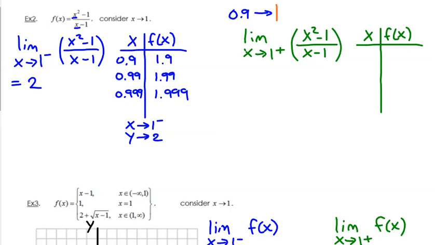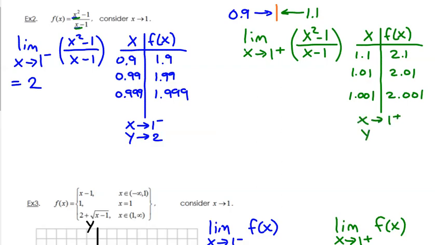Now, if we're approaching from the right-hand side, okay, right-handed numbers, 1.1 might be something I want to start at and then go even closer and then even closer. Now, subbing 1.1 into both of these and calculating my answer, I get 2.1. And then doing the same thing, 2.01, 2.001. Also looks like as x is approaching 1 from the right-hand side, y is getting closer to 2. And so the answer to this is 2.